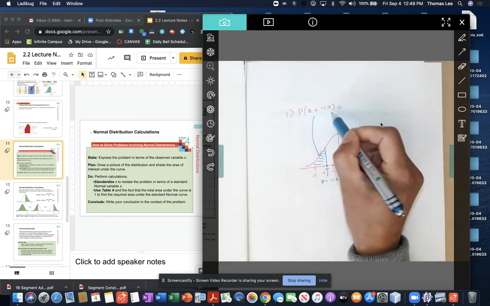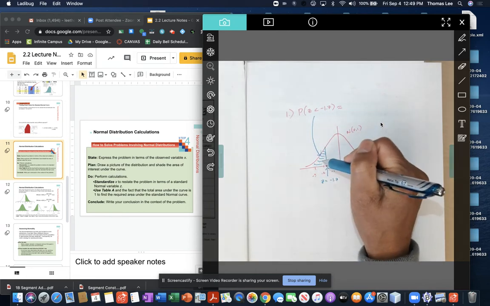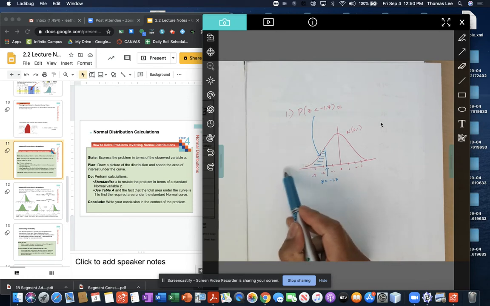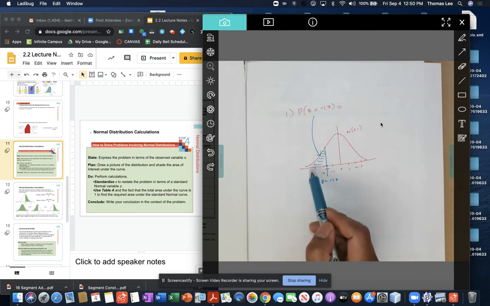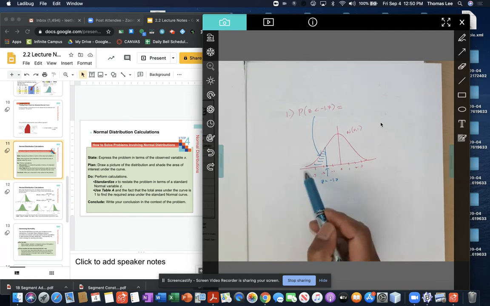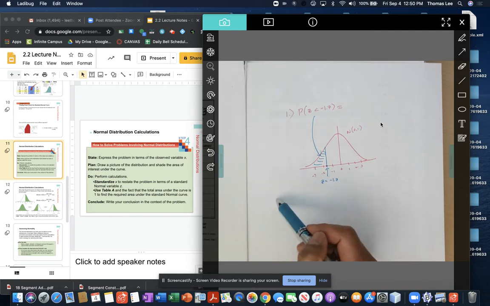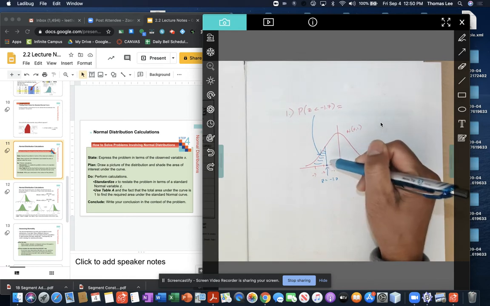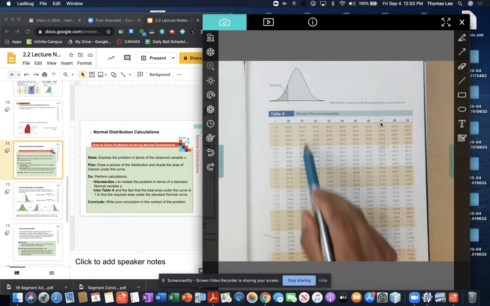So this question is asking, what is the area under the curve of this blue shaded region? Now I have no lower bound, because remember that this curve goes infinitely without ever becoming zero, without ever touching the x-axis. So my lower bound is negative infinity. My upper bound is right here, my critical value.